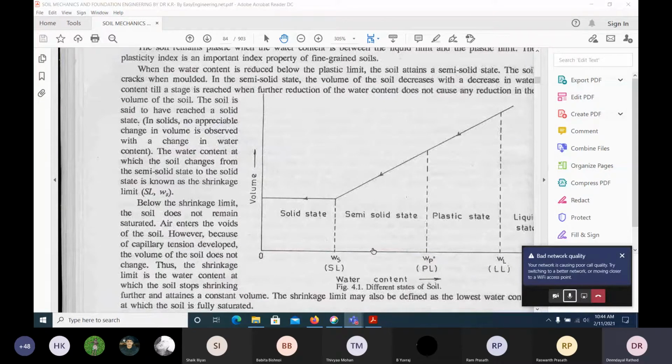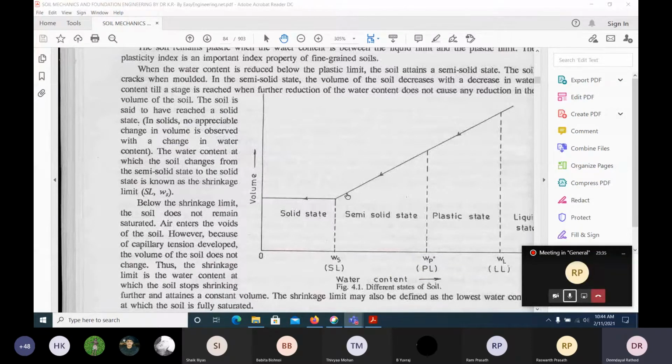Then this would be the semi-solid state, so drastically it is reducing. Then from the semi-solid state it reaches the solid state. That particular water content from where it shifts is called the shrinkage limit, SL or WS. And it is very interesting. They will ask it in all competitive exams.